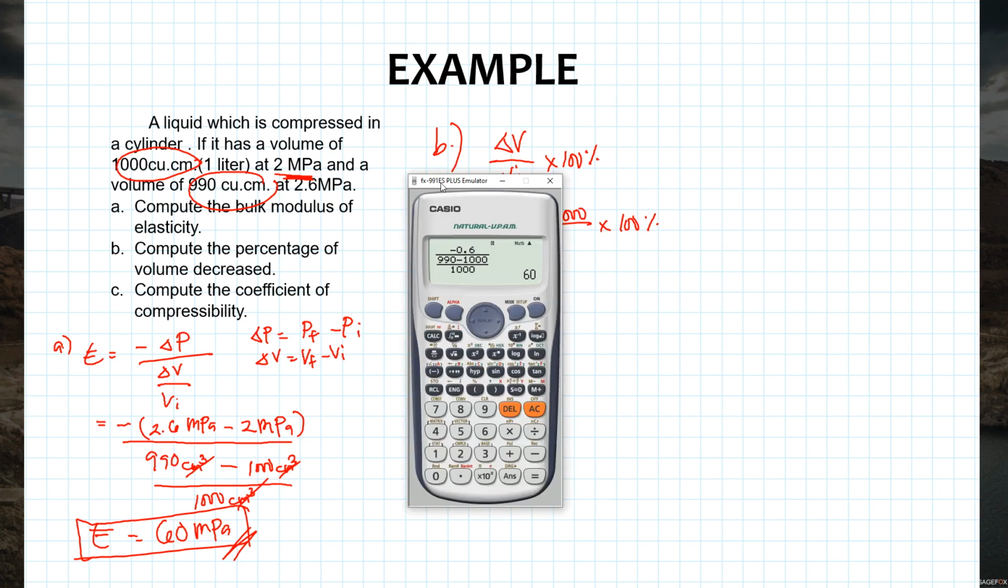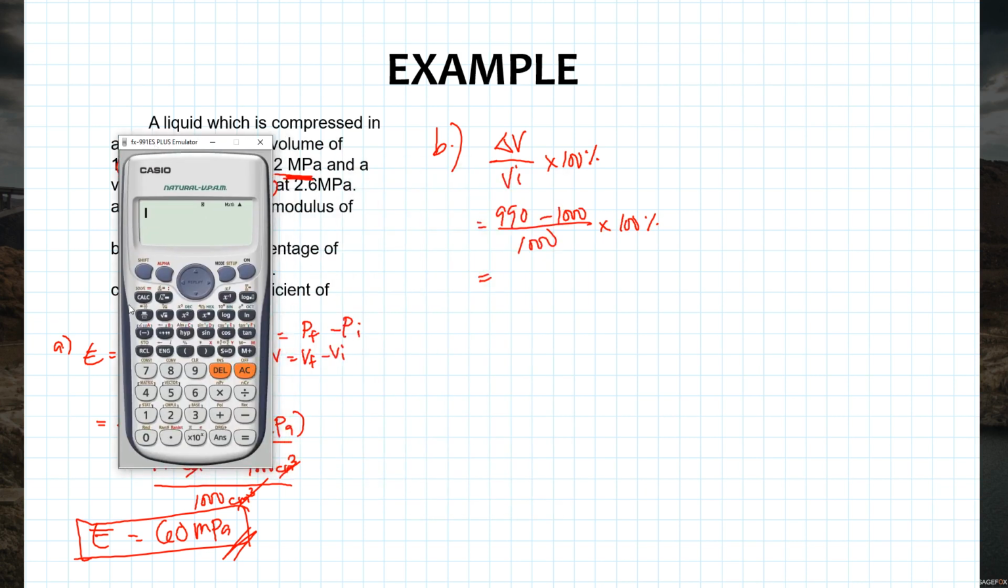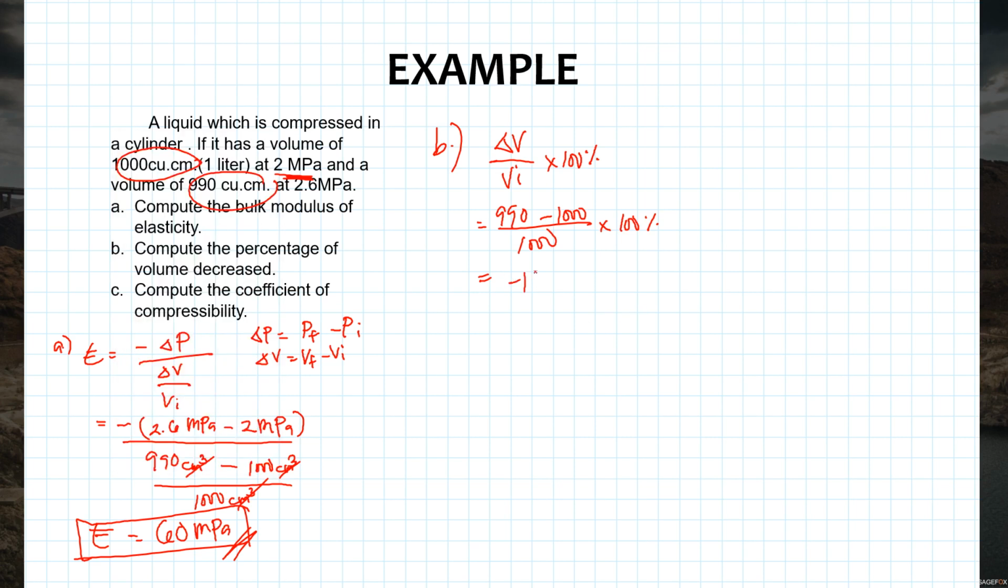Okay, compute that. We have 990 minus 1000 over 1000 times 100%. Negative 1%. Okay, that's the volume decrease. It decreased by 1%. Letter C.